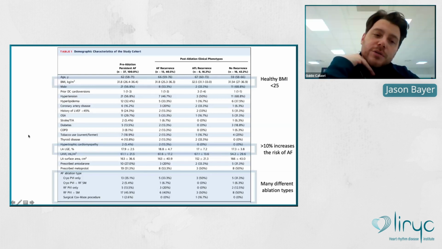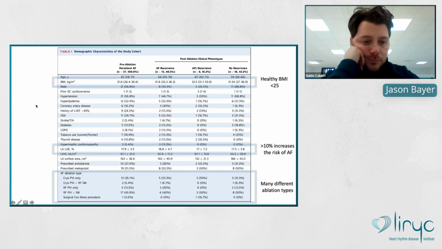Yeah, you can see that most of the PVI alone is on cryo, which is typical of the technique. Yeah.